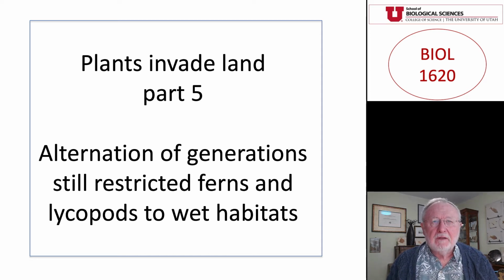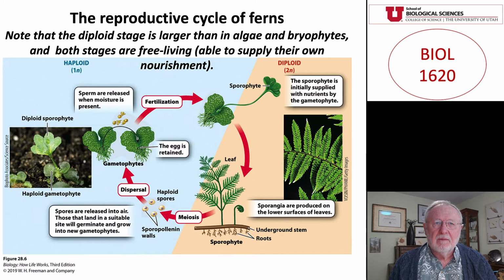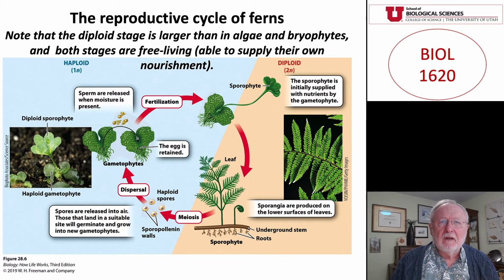At the time that plants first invaded land and all through the Carboniferous, the alternation of generations still restricted plants to wet habitats. So the reproductive cycle of algae and of ferns are very similar, where we have a gametophytic phase, which is the haploid version. It then fertilizes. Fertilization takes place. We have a sporophytic or diploid phase, and then we have a distribution of the sporophyte. And through meiosis, we have haploid cells forming, which are then dispersed.